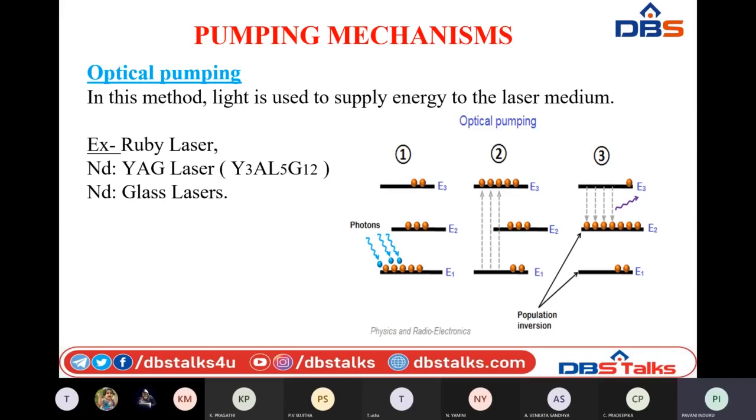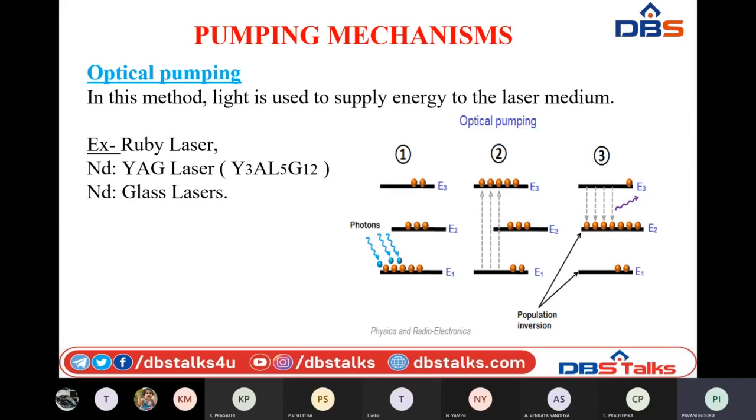Here we are going to use a light source like xenon, which has the capability of producing wavelengths in the range of 6,000 to 7,000 angstroms. Whenever that xenon light produces photons, they strike the atoms present in the ground level in the active medium. The atoms present in the ground level absorb those photons, get excited, and go to higher energy states. Here that higher energy state is E3. In the middle we have another state called E2. This is known as the metastable state.